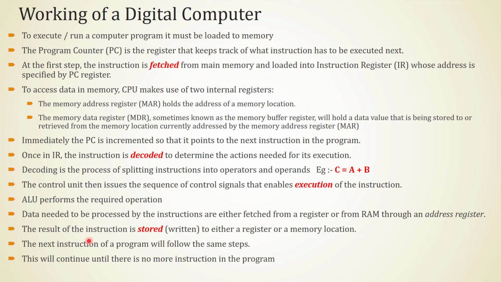The result of the instruction is stored to either a register or memory location. So once we perform some instruction, we will get some result. All instructions don't produce a result. There are instructions which produce results, and for such instructions we can store data either in a register or a memory location. The next instruction of a program will follow the same steps. This will continue until there are no more instructions in the program.